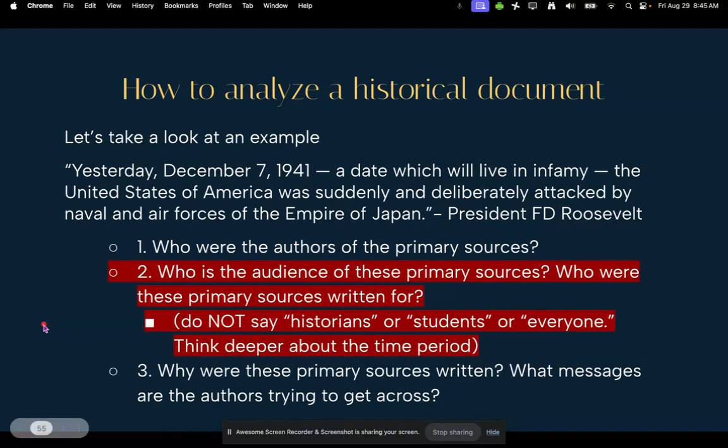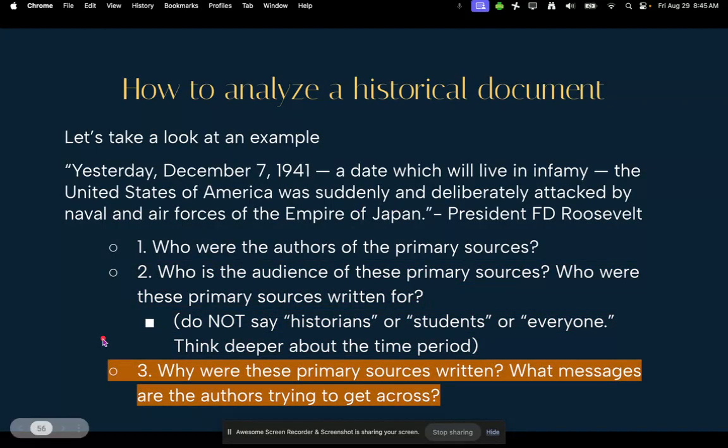Let's ask these questions. So the first question is, who are the authors of this primary source? Well, this one's pretty easy. It was President FDR. Yep, and that's it for the first question. Second question, who is the audience of these primary sources? Who are these primary sources written for? So I know that this was a speech that FDR gave to the American people in Congress. So I would say the audience is definitely Congress, but also just the United States people, addressing what happened the day before and why the US will be entering into World War II.